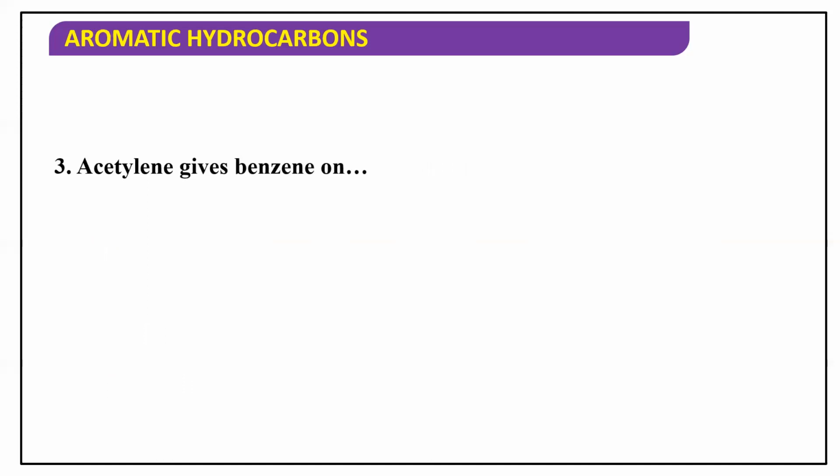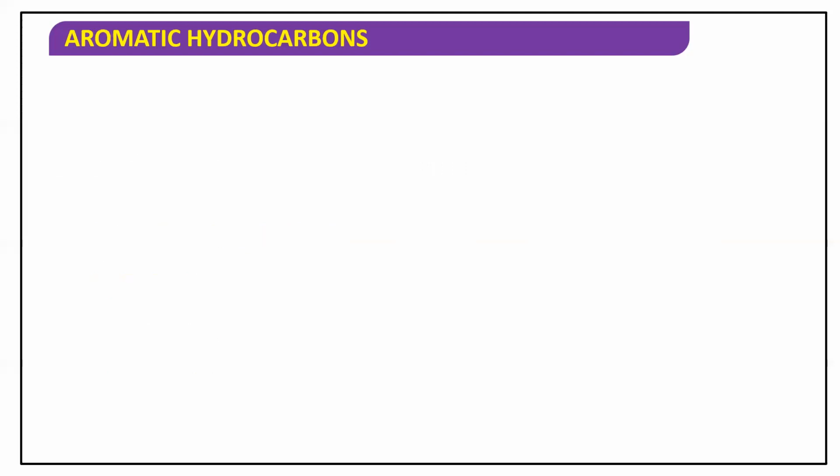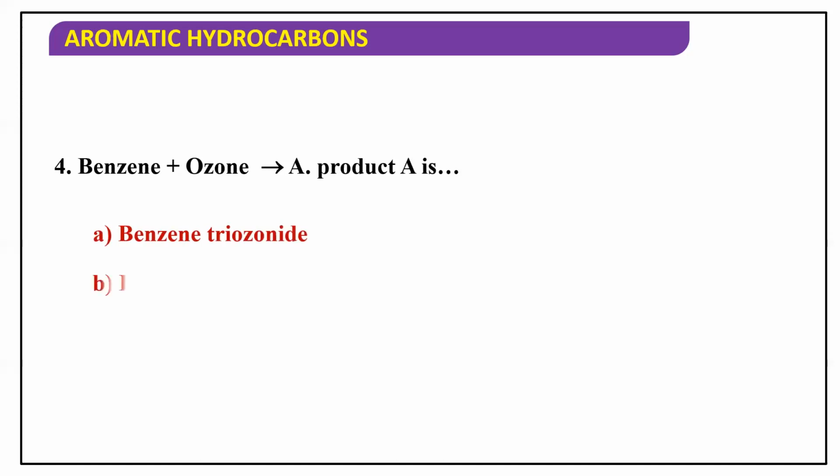Acetylene gives benzene on cyclic polymerization, reduction, oxidation, or none of these. So in which of the reactions of acetylene do we get benzene? Yes, it is cyclic polymerization. Benzene plus ozone gives A. The product A is benzene triozonide, ketone, carboxylic acid, or is it benzene? It is straightforward again, benzene triozonide.